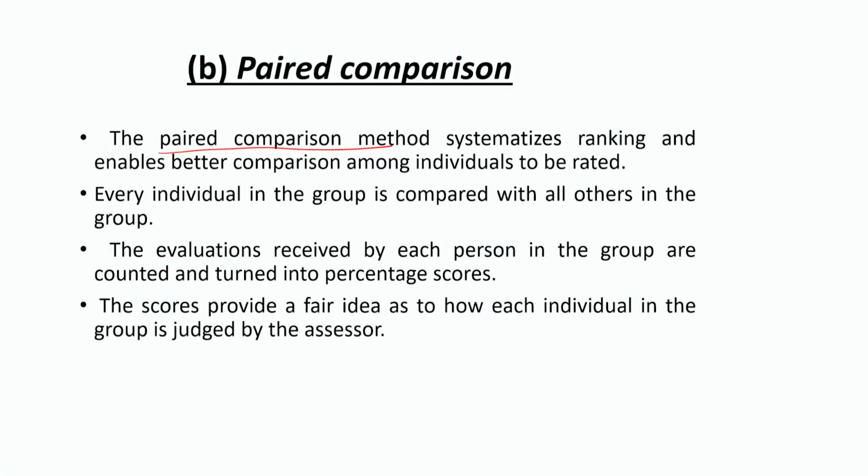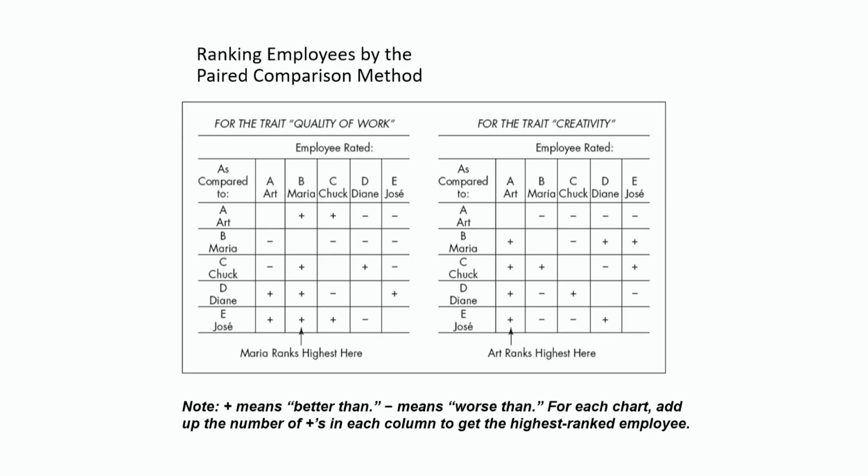Let us see this paired comparison with the help of a graph. Here the trait taken in the example is quality of work. Quality of work is compared between five individuals. Here you will see individual A, Art, B, Maria, C, Chuck, D, Diane and E, Jose. The same are written on the other axis also. Now every individual is compared to the other individual. That's why it is called paired comparison. We compare in a pair. We don't compare an individual with the same individual.